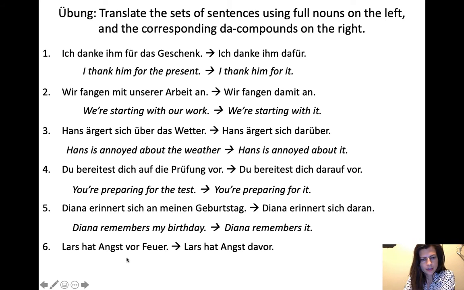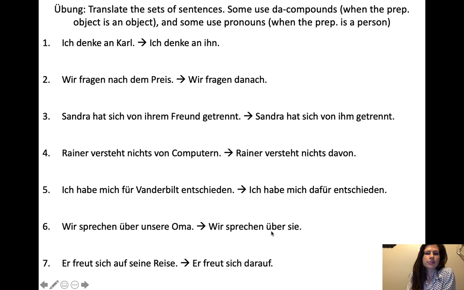Lars hat Angst vor Feuer. Lars is afraid of fire. Angst vor something, vor Feuer, of fire, right? So all you have to do is, instead of saying vor plus a pronoun, you say davor. Lars is afraid of it. Davor, of it.